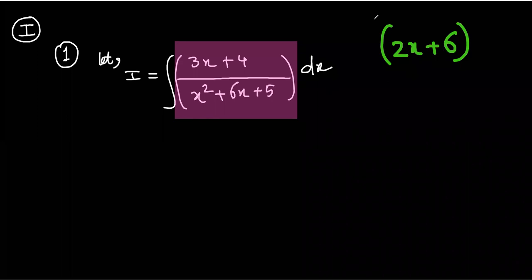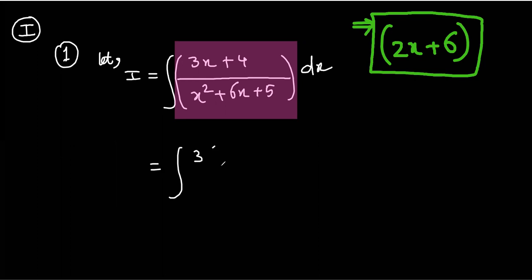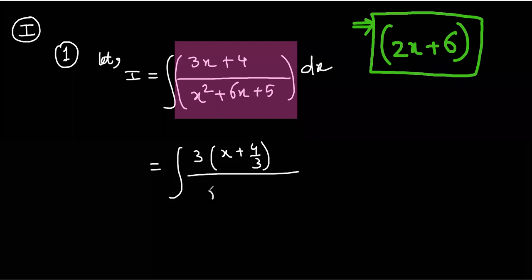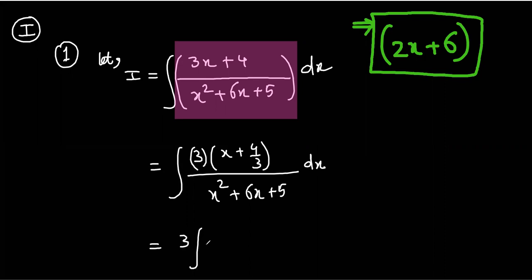So from the first step, I need to adjust this in place of 3x plus 4. See how I do it. I will write here 3 common. So 3 is common. I get x plus 4 by 3, and the denominator is unchanged, x square plus 6x plus 5 dx. Then this 3, I write it out. So 3 is out, and this is x plus 4 by 3 upon x square plus 6x plus 5.